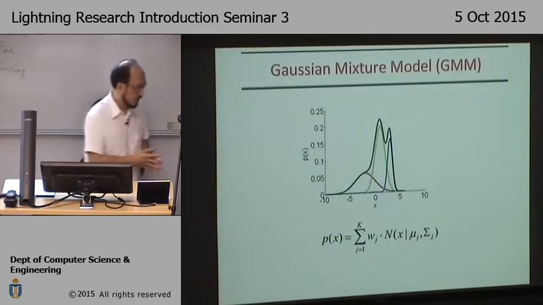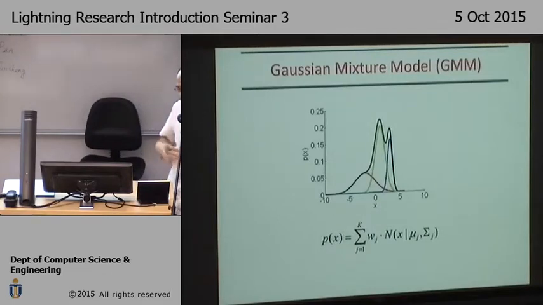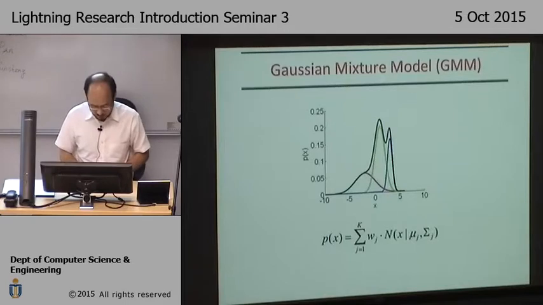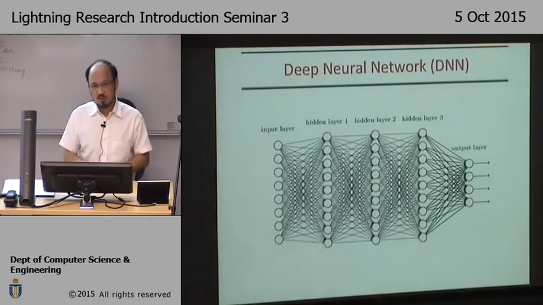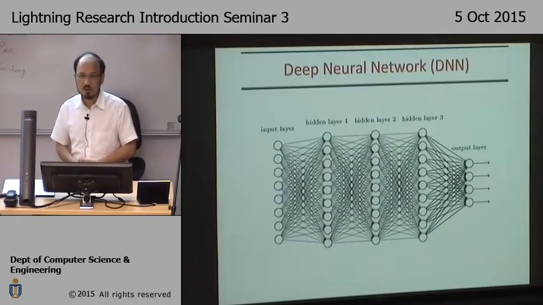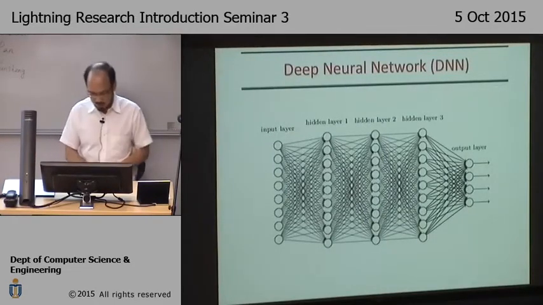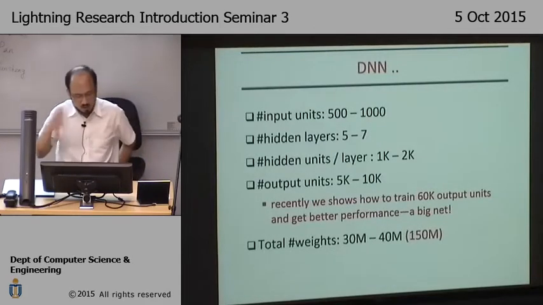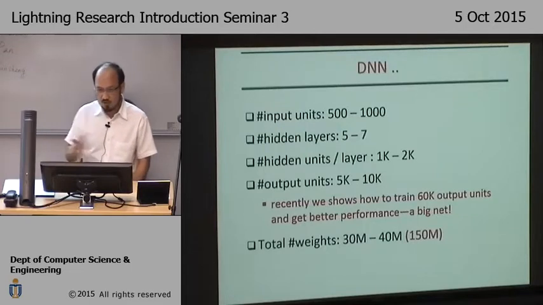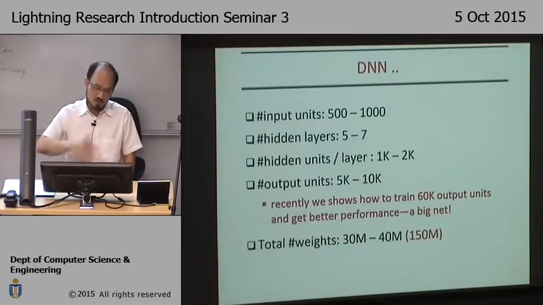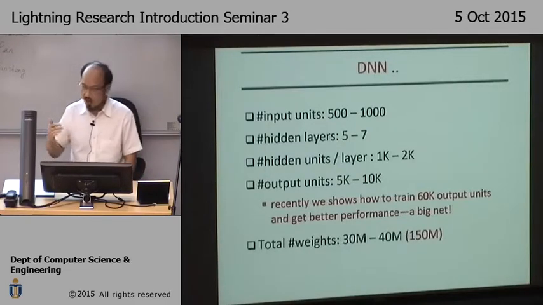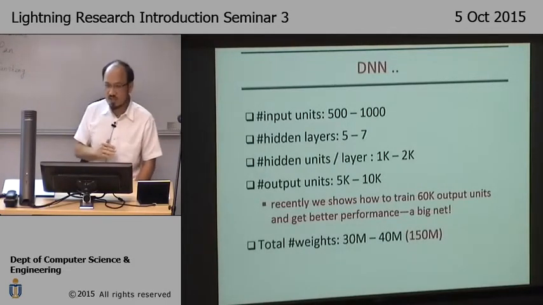In the past, people modeled each HMM state distribution using the GMM, Gaussian mixture model. These days, with deep learning, we use a deep neural network to model the distribution of each HMM state. So in reality, that's the common usage, even in all the big labs. Input units are roughly about 1,000, and you use about 5 to 7 hidden layers. Each hidden layer has about 2,000 units. And in terms of output units, it's about 5 to 10K.